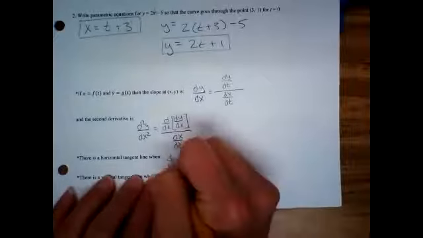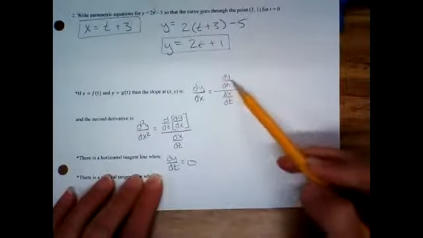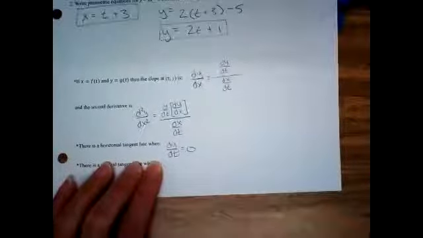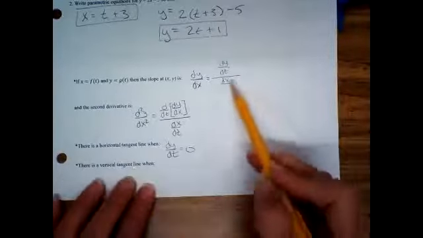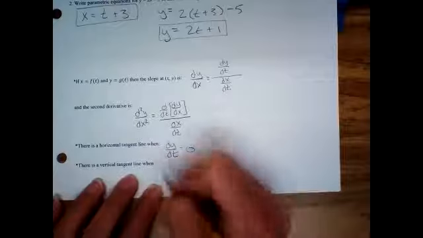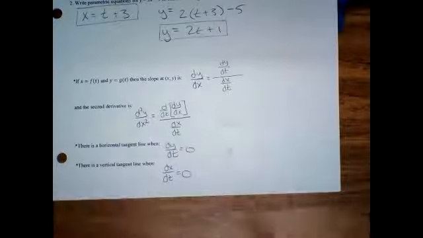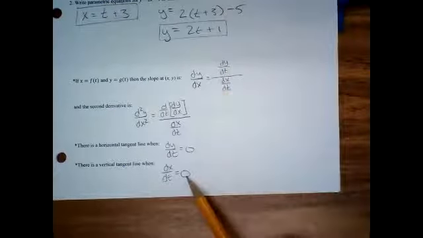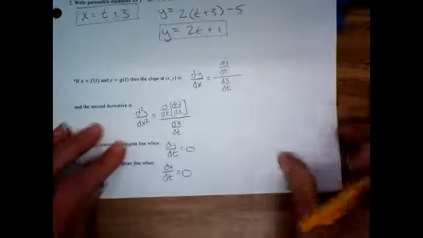Horizontal tangent line is going to be when dy dt is 0. That's because that's the numerator, 0 slope. So horizontal tangent line is going to be when dy dt is 0. Vertical tangent line is when your denominator is 0. So that's when dx dt is 0. So numerator is 0, that gives you a horizontal tangent line. Denominator is 0, that gives you a vertical tangent line. Are we all still on the same page?